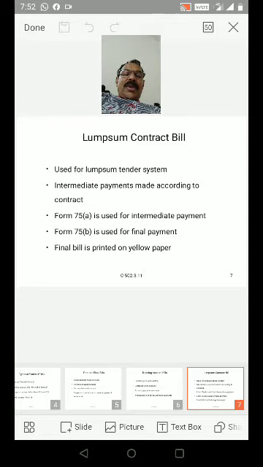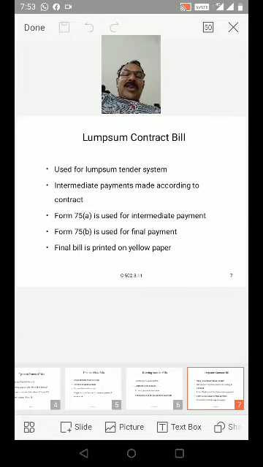Form 75B is used for final payment. The final bill is printed on yellow paper. So, for lump sum contract bills, form 27A and form 27B, the lump sum contract bill is used for the lump sum tender system. Intermediate payments are made according to the contract.